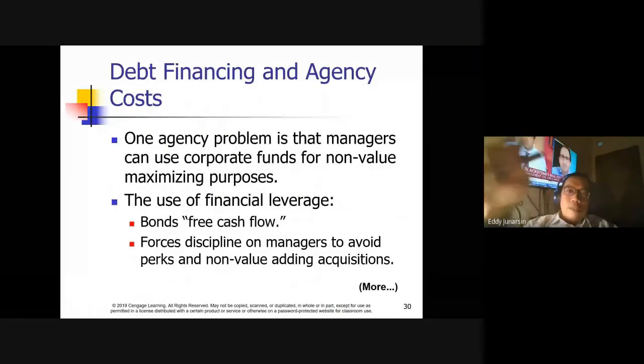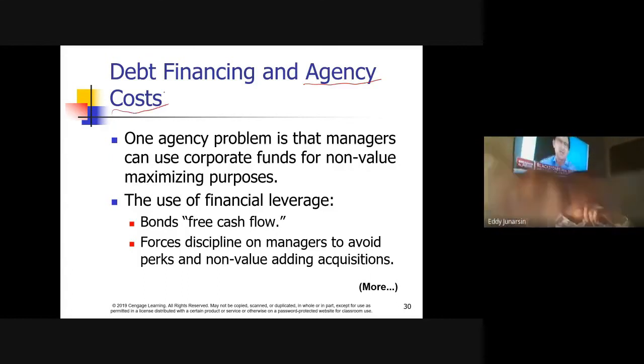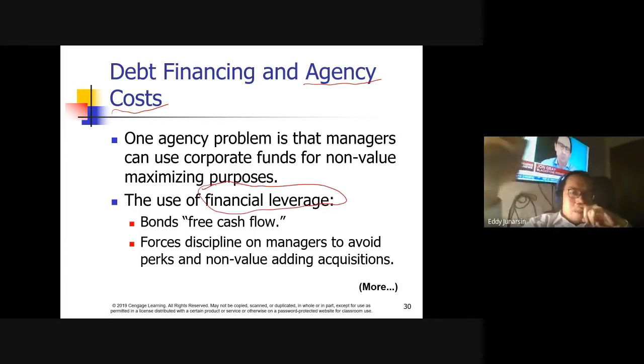Okay, so maybe another perspective about debt financing is regarding the agency cost, right? So the use of financial leverage, see here. So this is the benefit, right? One side, if you were an owner and you try to force your executive to use more and more debt financing.